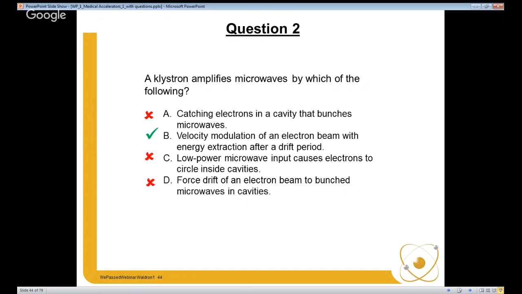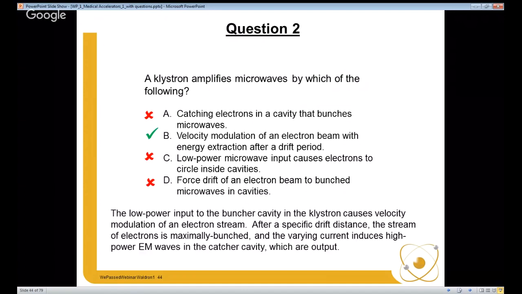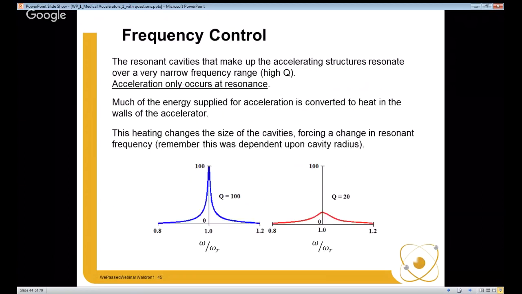Yes, we velocity modulate the electron beam in a buncher cavity, and then that modulated beam excites the catcher cavity, which then develops an electromagnetic wave that we can then couple out. I do need to refer to frequency control here very quickly.